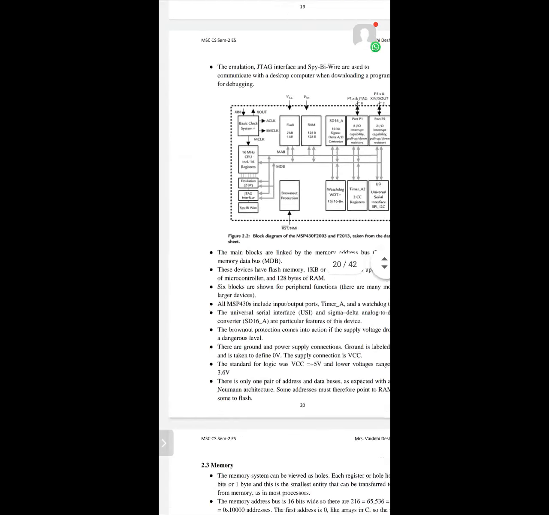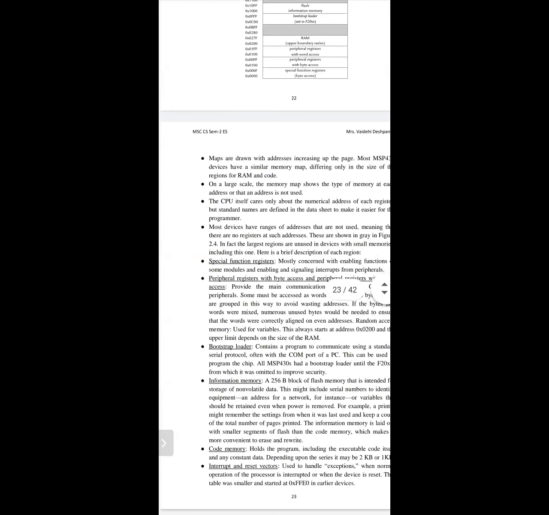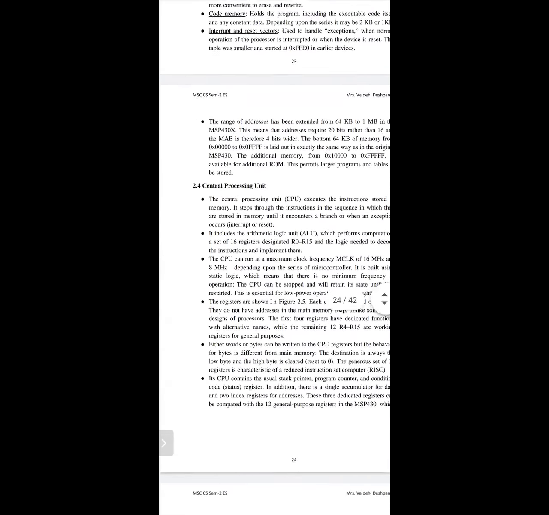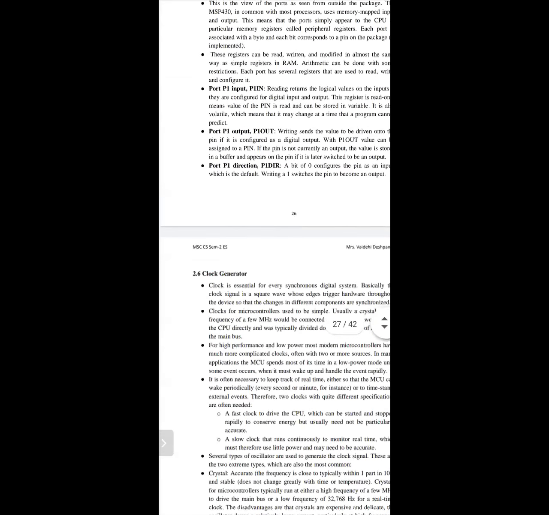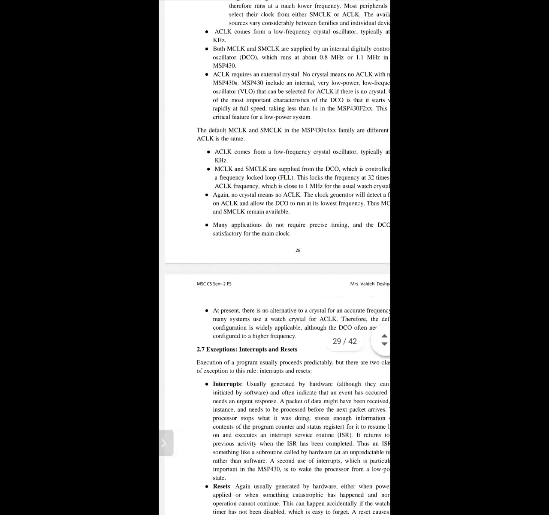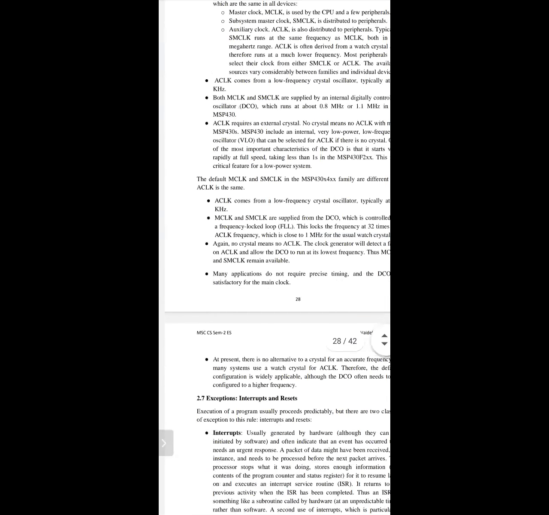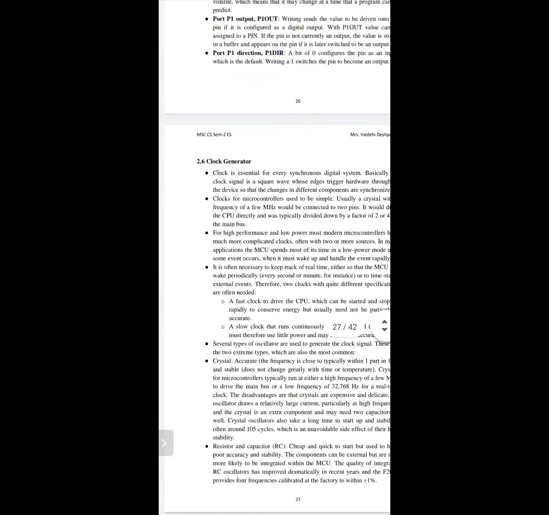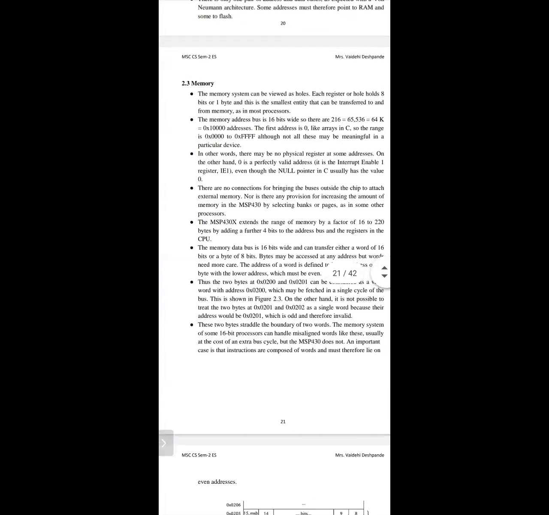Then we will discuss the memory of the MSP 430. Then we will discuss the CPU and what the functions of the CPU are. Memory mapped input output, the clock generator, what a clock is, how the clock is important, how it is required, how it works. Then the exceptions and reset. All these things we will discuss, how your MSP 430 is internally. And in the third chapter we will discuss how to write a program. Fine. That will complete your first unit.